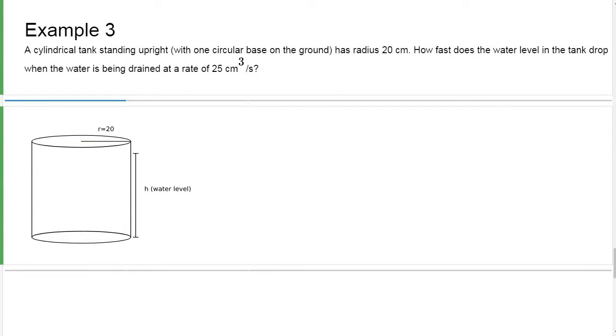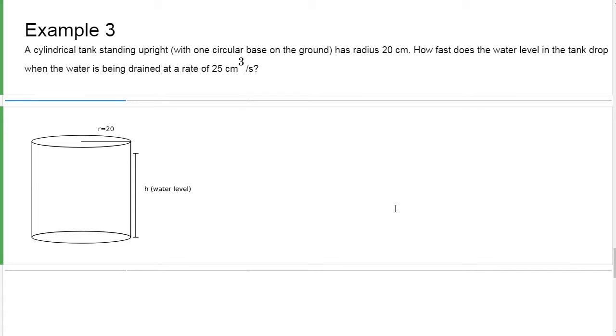Alright, let's do a third example. Suppose we have a cylindrical tank standing upright with one circular base on the ground. So here's the picture. I got my cylinder, its circular base is on the ground and standing upright. The radius of this cylindrical tank is 20 centimeters. So here I have r is 20. That's a constant, that's not changing. How fast does the water level in the tank drop when the water is being drained at a rate of 25 cubic centimeters per second?